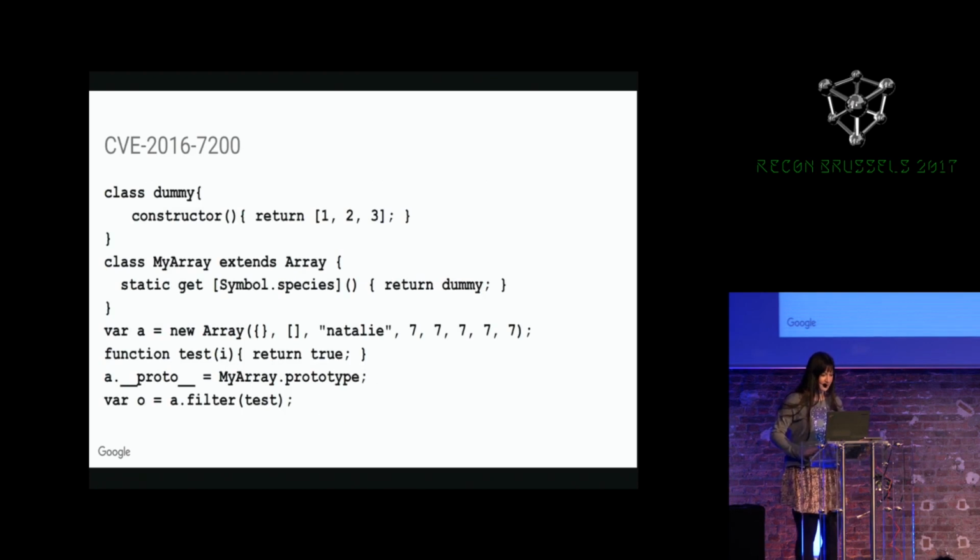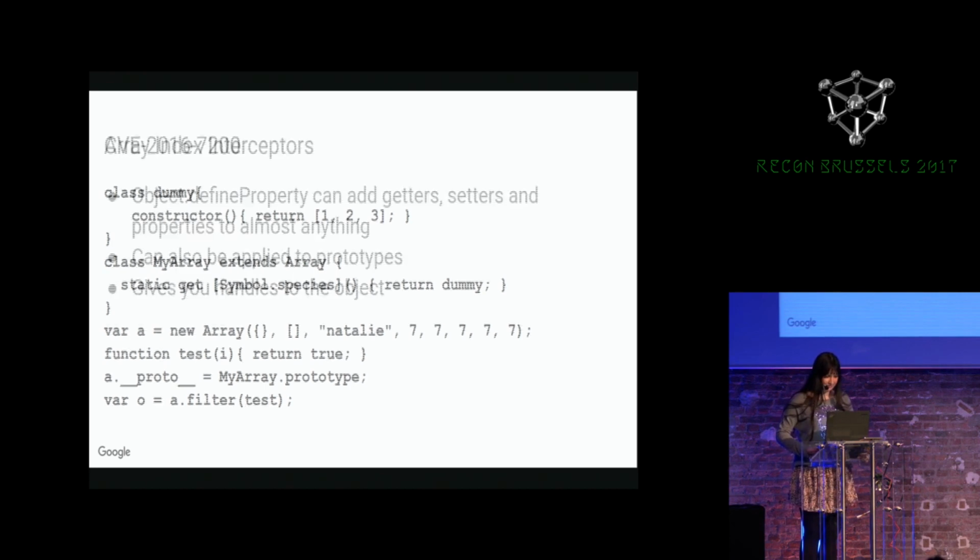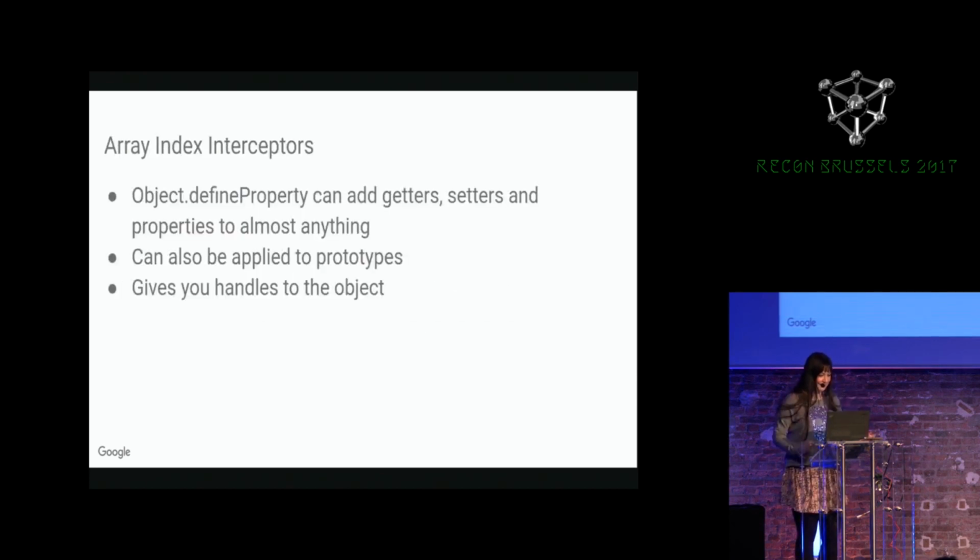And here's what this looks like in JavaScript. Starting at the bottom, you create the array, and then you redefine in the middle the species, and that's what returns dummy, which is a constructor that actually makes your array. Another property of JavaScript I read about, this is absolutely wild, but you can put interceptors, getters and setters on the index of an array. And this has all sorts of interesting impacts.